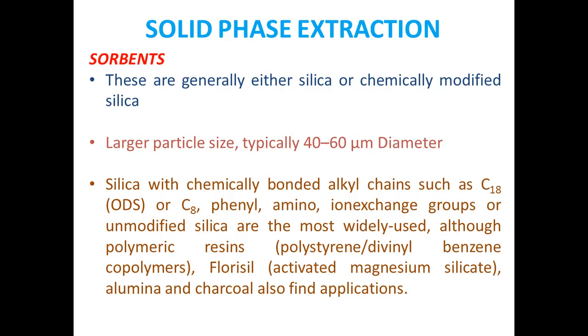So generally in solid phase extraction, either silica or chemically modified silica will be commonly employed as solid phase. So these are the commonly employed sorbents, silica and chemically modified silica. And these solid phase sorbents will have a particle size of 40 to 60 micrometer with respect to diameter. So the particle size is very large. As a result of the larger particle size of these sorbents, the expected interaction between solute and the solid phase will become highly selective.